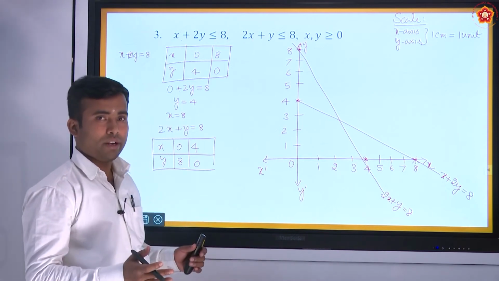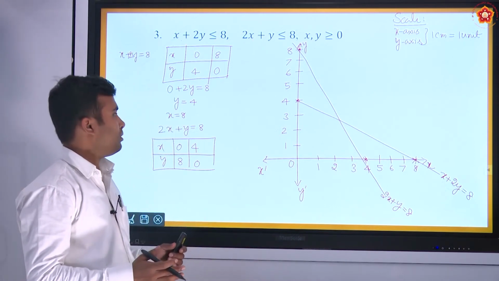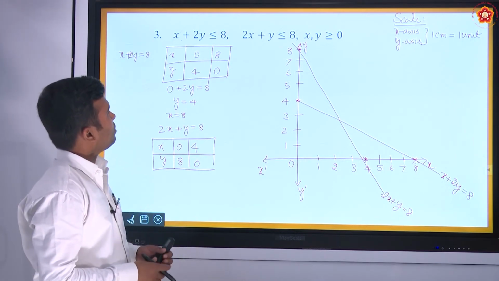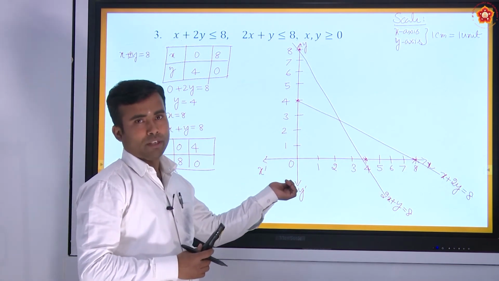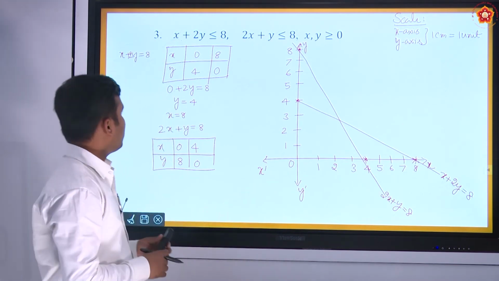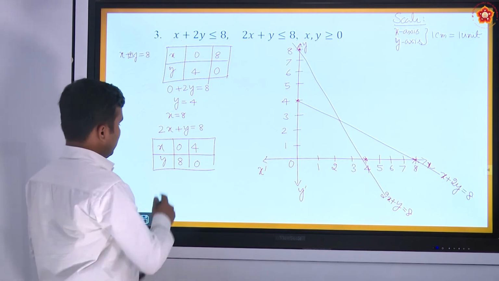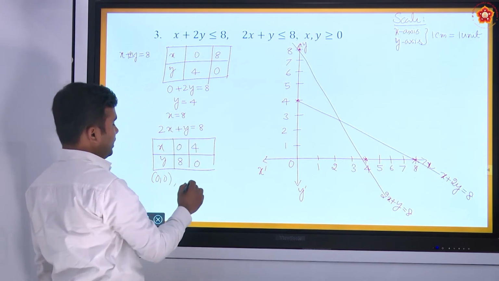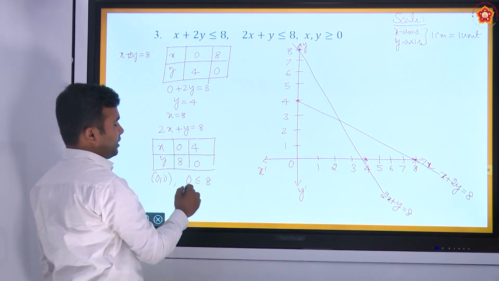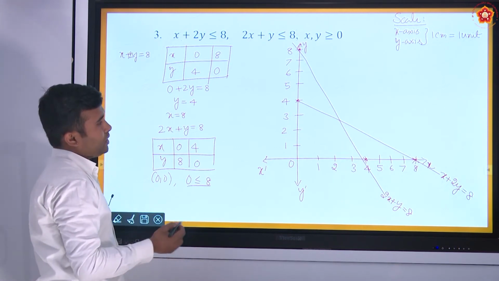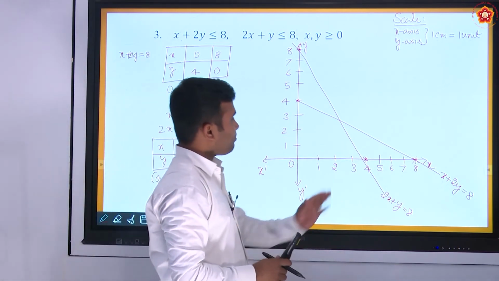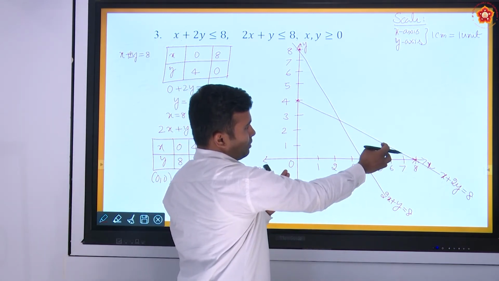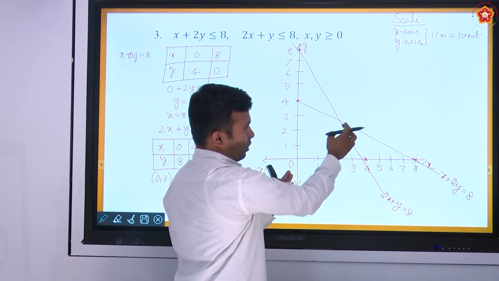Now let us find the common region between these two lines. To find that, I am going to take an arbitrary point, preferably the origin, in both inequalities. If you take 0 for the first inequality, it will be 0 is less than or equal to 8. Is it true? Yes. If it is true, then the solution for this line will be towards the origin.